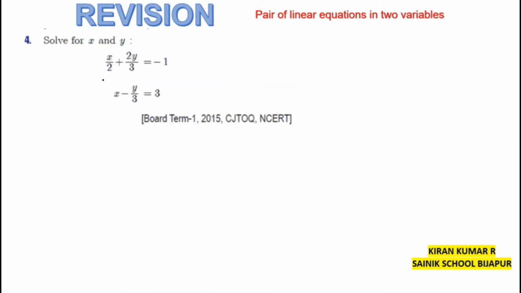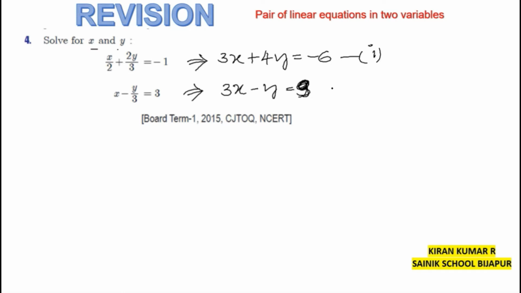Another important question. Solve for x and y. They have given two equations. I'll tell what to do when this type of fraction is given. Let me take the LCM. LCM is 6. So on multiplication with the LCM on both the sides, you'll be getting 3x plus 4y equal to negative 6. Here the LCM is 3. If you multiply 3 on both the sides, you'll be getting 3x minus y equal to 3. Sorry, 3 3s are 9, so it becomes 9. So these are the two equations, equation 1 and equation 2.